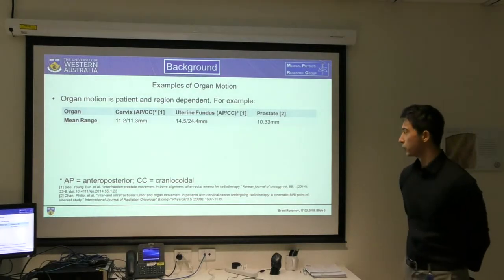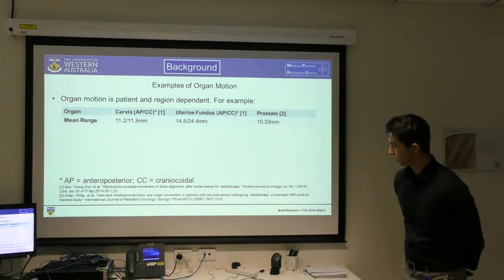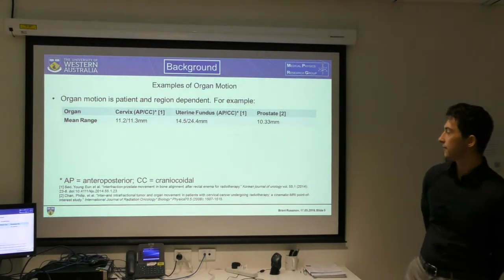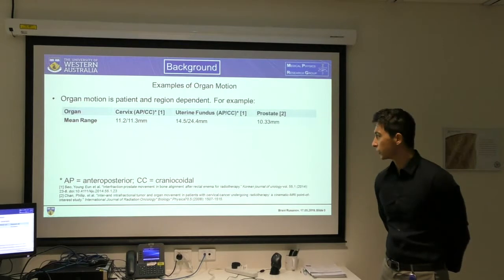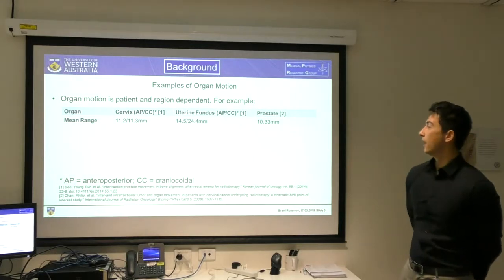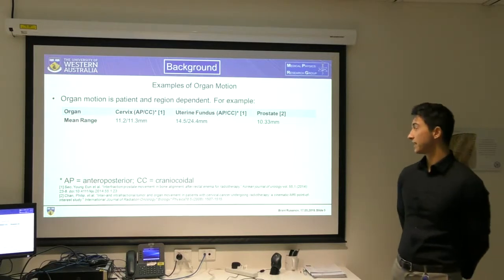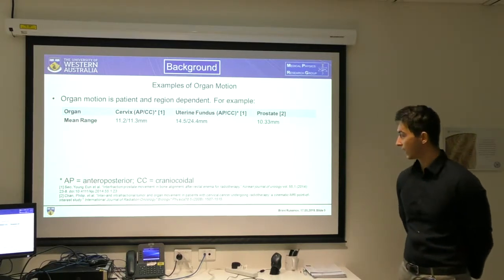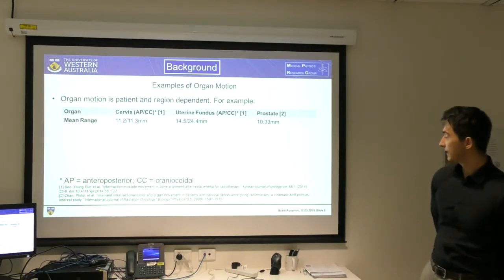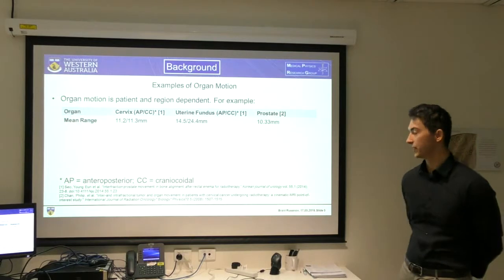So some examples of organ motion: a study by Young and his colleagues investigated the interfractional movement of the cervix in cervical cancer patients, and they found that the mean range between fractions was 11.2 and 11.3 millimeters in the AP and CC directions. Similarly, for the same patients, an organ at risk is the uterine fundus, and that moved 14.5 and 24.4 millimeters, again in the AP and CC directions. And another study by Philip and his colleagues looked at the prostate, and the prostate moved 10.33 millimeters mean range. This is for a lot of patients they looked at.